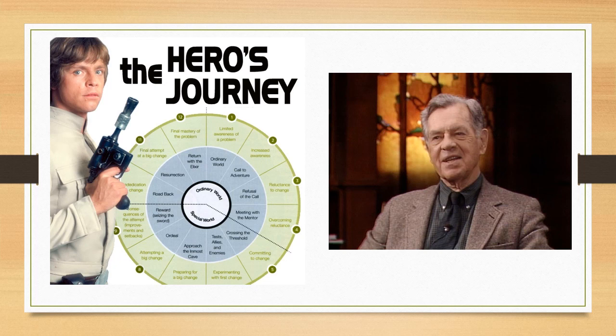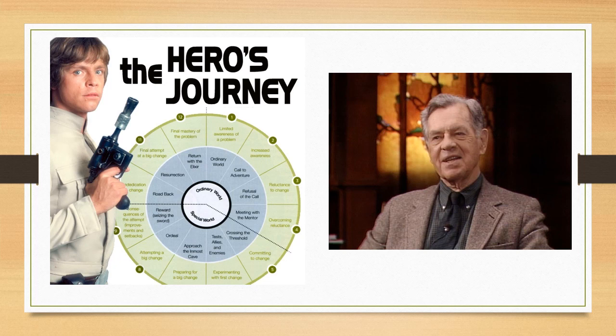He meets with a mentor. In Luke's case, it would be Obi-Wan Kenobi. And then they cross the first threshold. For them, the first threshold would be they go in the bar where they meet all these unsavory characters. That's where they meet Han and Chewie and escape on the Millennium Falcon.